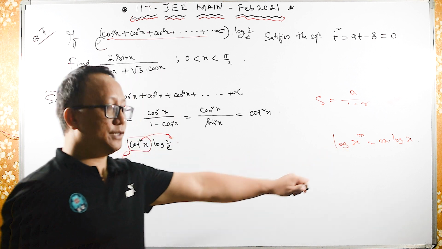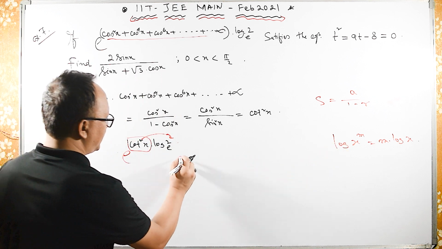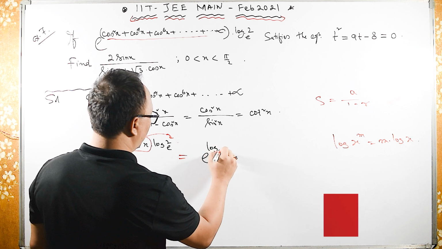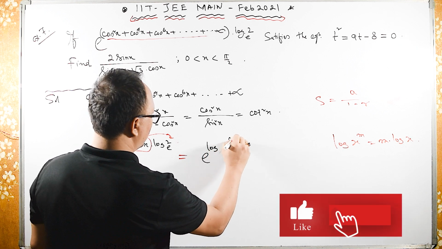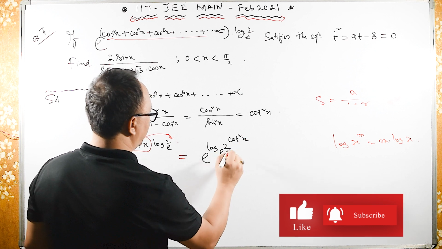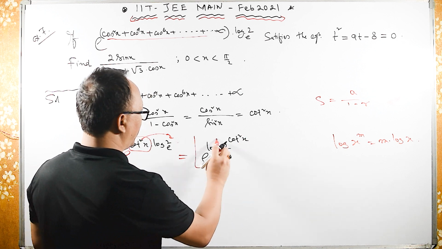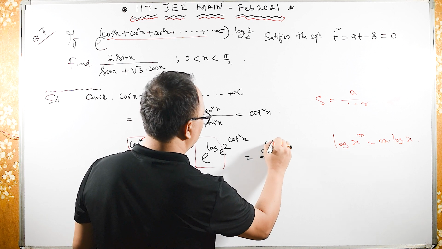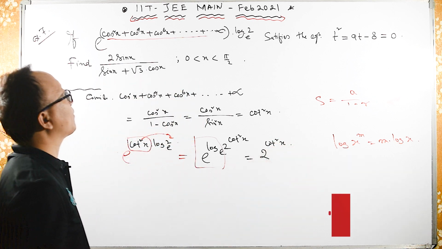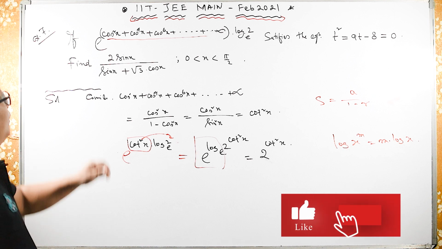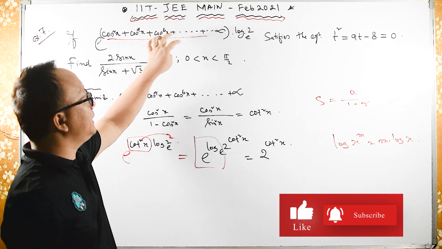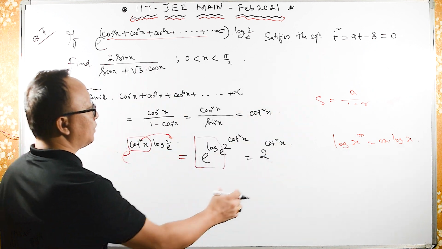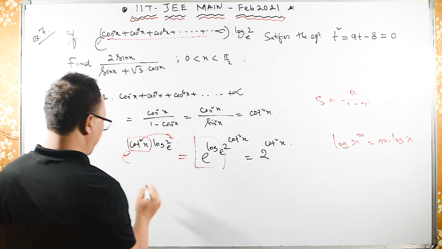So where m is greater than 0, we can write this as e raised to log of 2 raised to cot square x to the base e. Therefore e and log get cancelled, and what we have is 2 raised to cot square x. So the whole thing is this. Now this should satisfy the equation, so first let's solve this one.